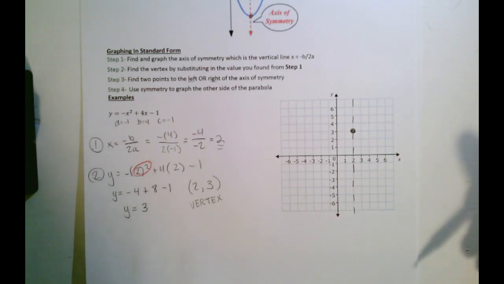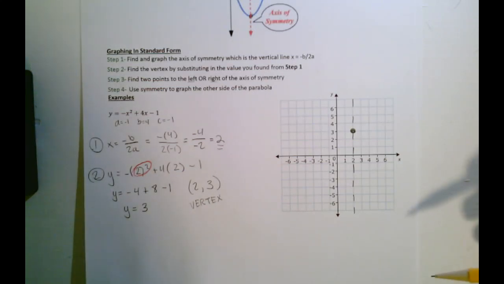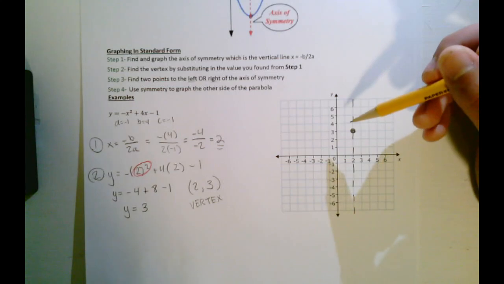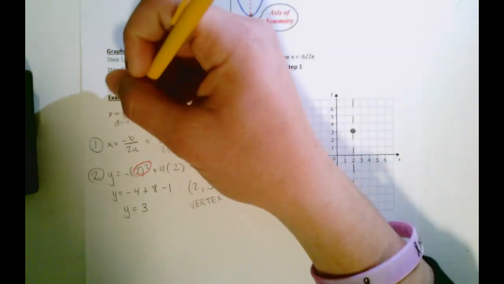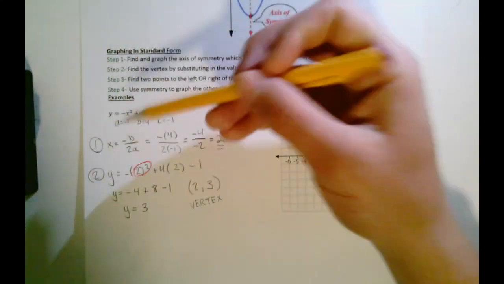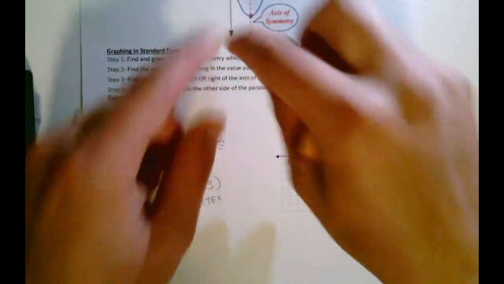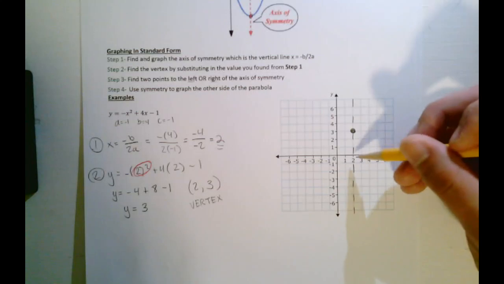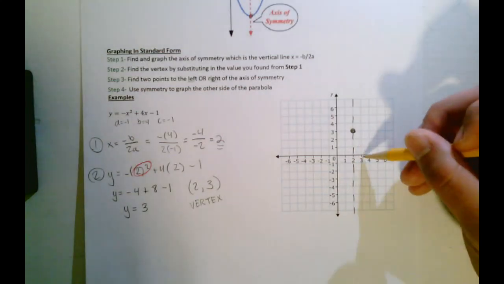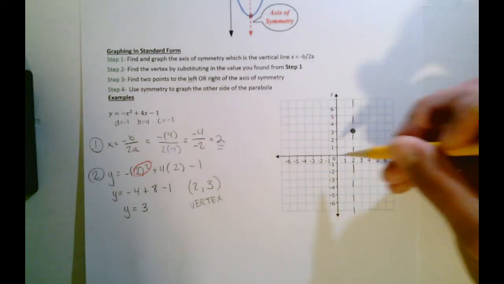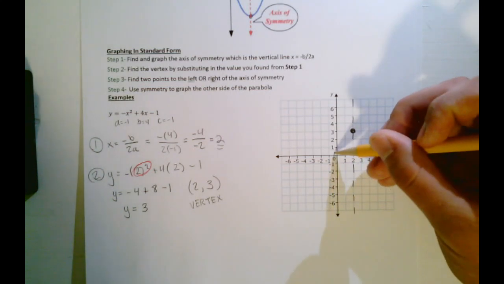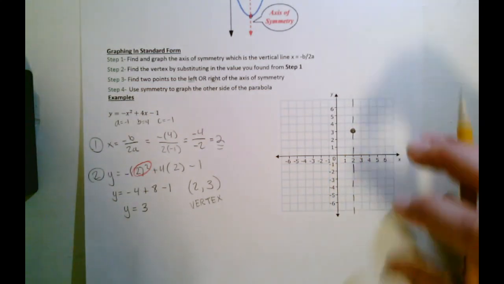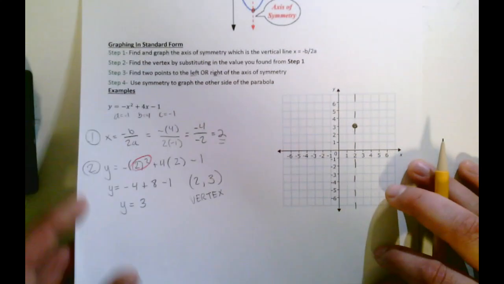Now before I go on to step 3, which is finding 2 points to the left or right, pay attention to which way you think this is going. The a value is a -1, meaning that if it's negative, this should face down. So we're going to look at plugging in 2 points. I could either go to the right and plug in 3 and 4, or I can go to the left and plug in 1 and 0. Personally, I think it's easier to plug in 1 and 0, so I'm going to go ahead and plug in 1 and 0.